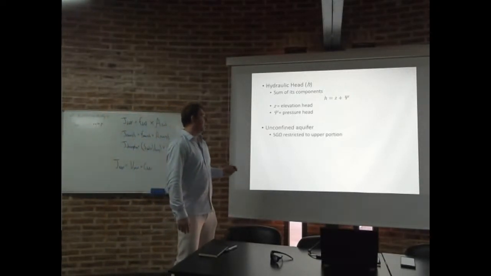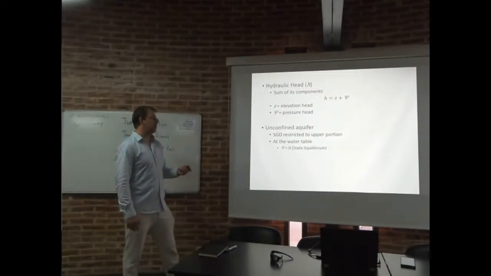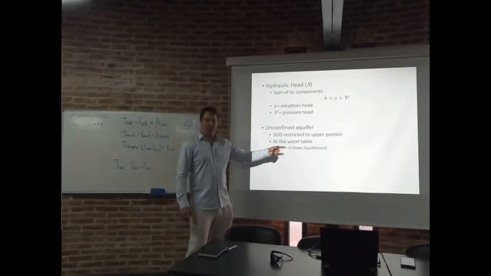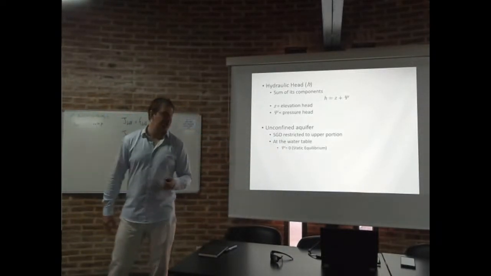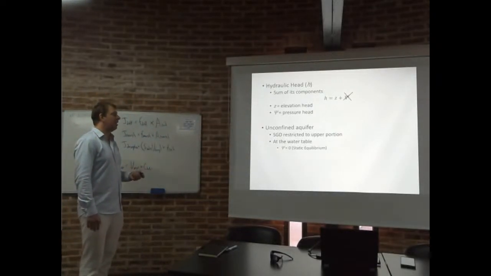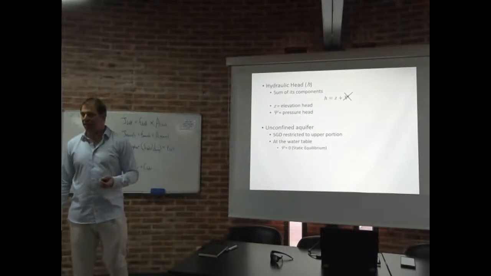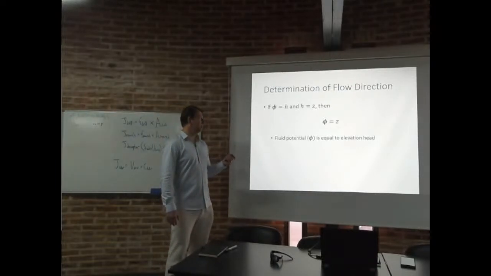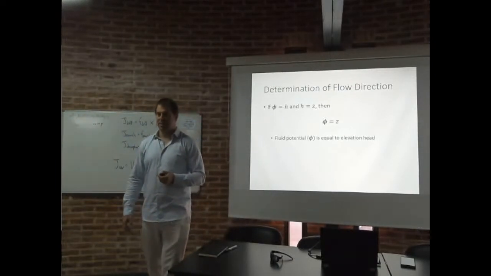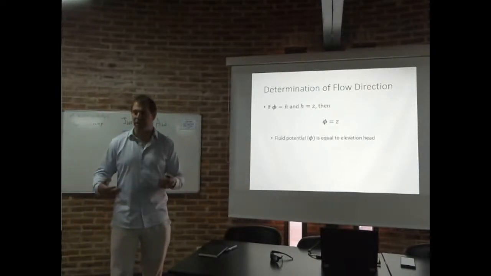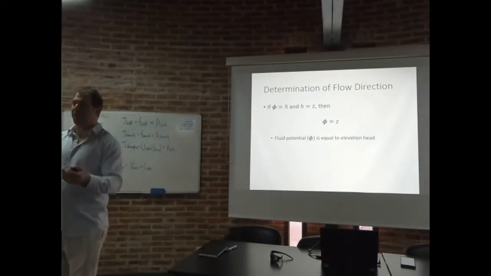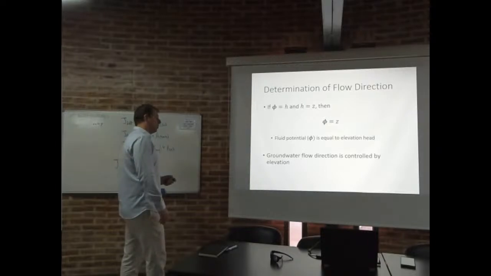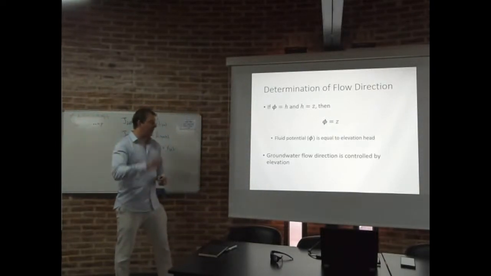So essentially, the pressure head is the water table, and at the water table, the pressure head is 0 because it's in static equilibrium. So what that means is that the hydraulic head is essentially just the elevation head. And what that means is that fluid potential equals elevation. So water, even if it's underground, will flow downhill. It will flow from high elevation to low elevation.